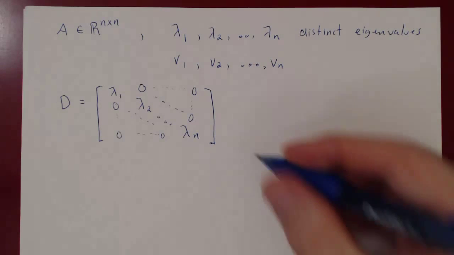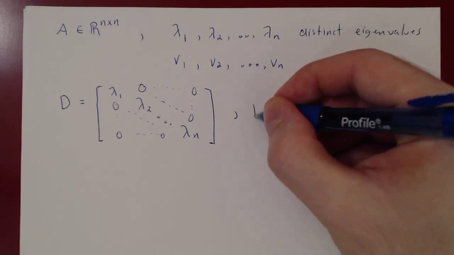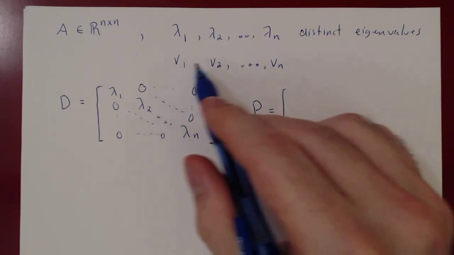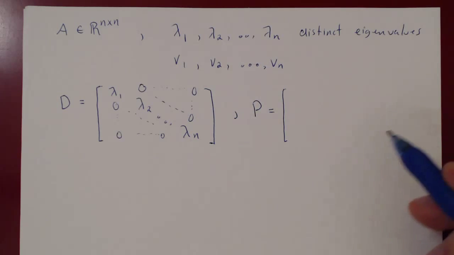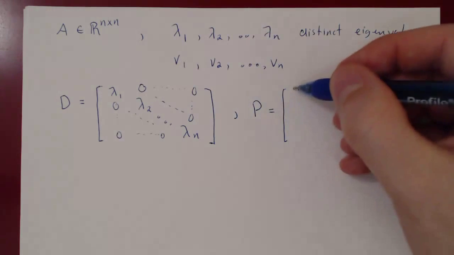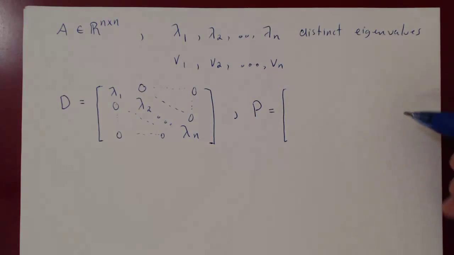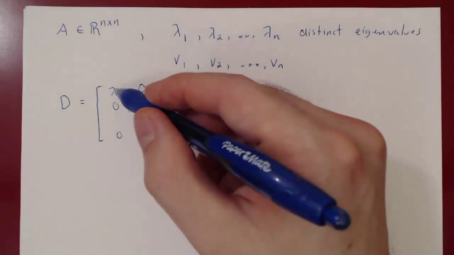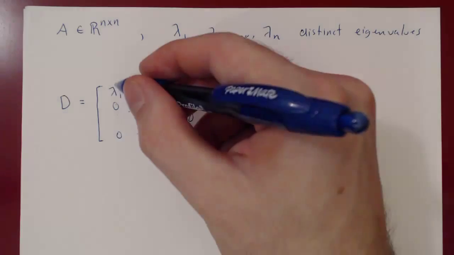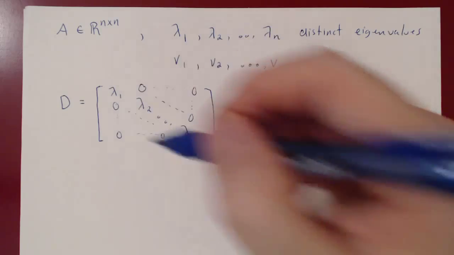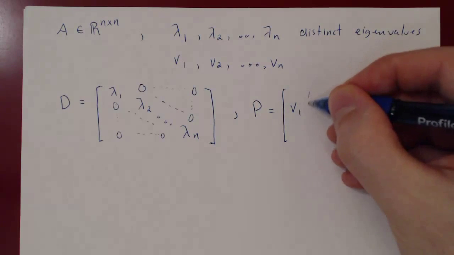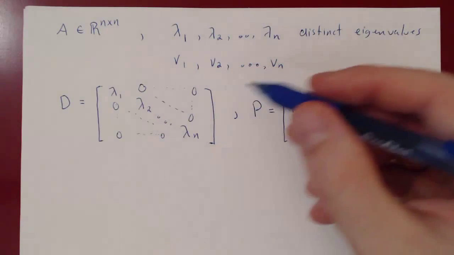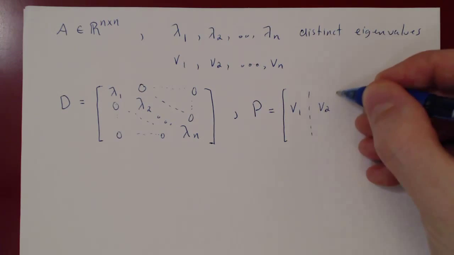That's the first matrix we form. Then we form the matrix that we'll call P. We put the eigenvectors in P. These are column vectors, so they will build the columns of the matrix P, and we put them in the same order. So the first column of P will be the eigenvector that corresponds to the first eigenvalue, so it'll be v1. The second column of P will be the second eigenvector, v2, and so on.